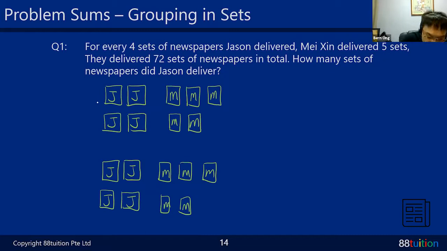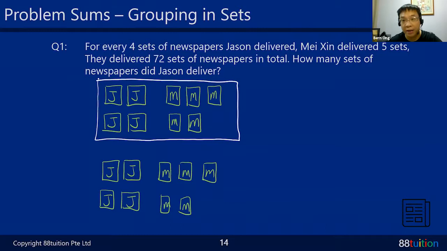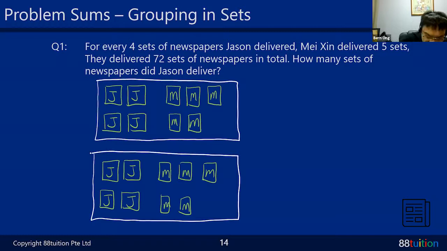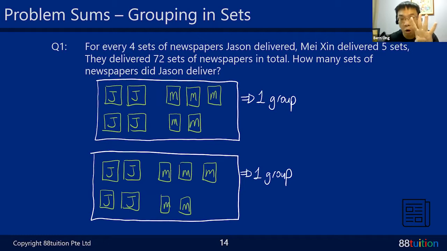So for every 4 sets of newspaper by Jason, Mei Xing delivered 5 sets. Can you understand? Okay. So this is what I call one group. This is also another one group. Can you see? So in every single group, there are 4 newspaper by Jason and 5 by Mei Xing.